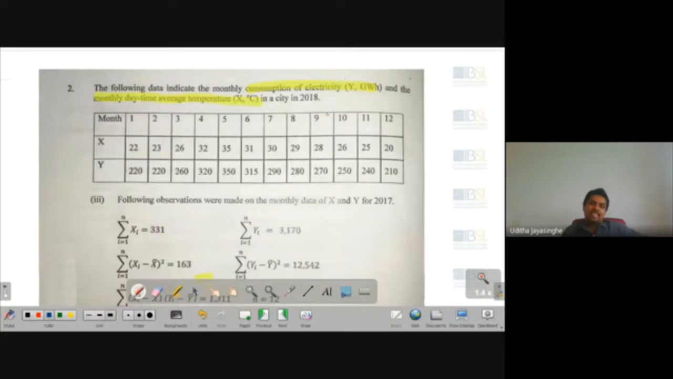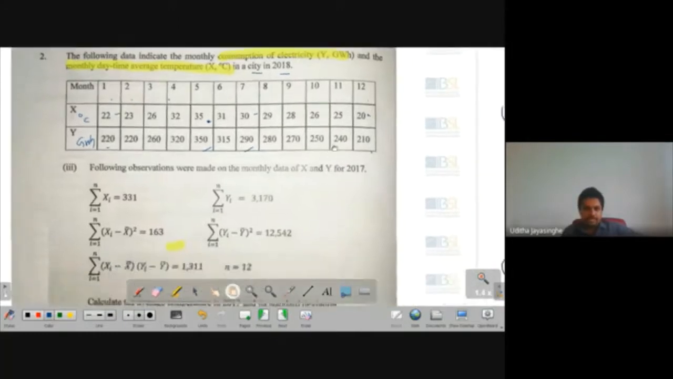In a city in 2018. You seem to have monthly data from 1 to 12, and X is the average daytime temperature in degrees Celsius, and Y is the gigawatt hours of electricity consumption. What can you see just by eyeballing it? If the temperature is lower, you may see low electricity consumption, and if the temperature is a bit higher, you can see higher electricity consumption. That's all we can demarcate for now. All right, moving on.